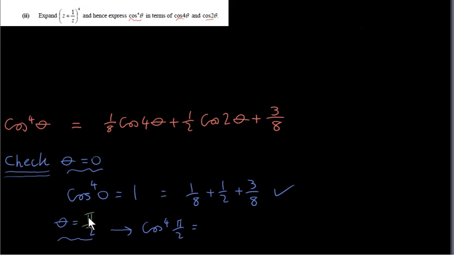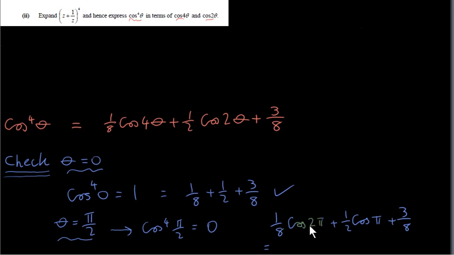Just as an exercise, I'm going to stick in another value for theta. This time I'm going to let theta equal pi over 2 radians, which is 90 degrees. So cos to the power of 4 of pi over 2 just means we must get the cos of pi over 2, or the cos of 90 degrees, which is actually 0. 0 to the power of 4 is 0. Now let's look at the right hand side. We have 1 8 times the cos of 4 times pi over 2, or 4 times 90 degrees. That's 360 degrees, or 2 pi radians. Plugging pi over 2 in here, we get a half cos of 2 times pi over 2 radians, or pi radians, and then we have 3 eighths. So if we work out all of this, we should get 0.